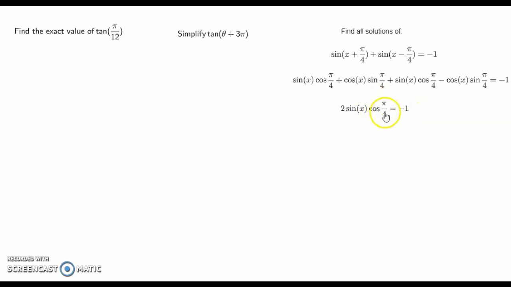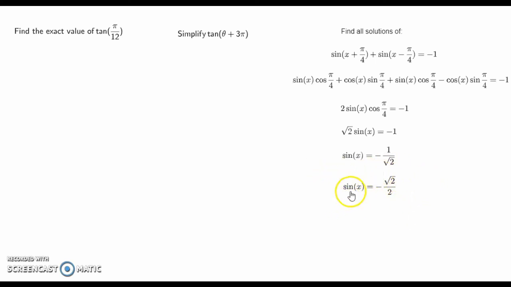Well, cosine of pi fourths happens to be a number. It's the square root of 2 over 2. So we have the square root of 2 over 2 times 2, which is just the square root of 2. The 2's divide out to 1. So we have the square root of 2 sine x equals -1. And at this point, you should be relatively comfortable solving this. We divide by the square root of 2. We rationalize the denominator.